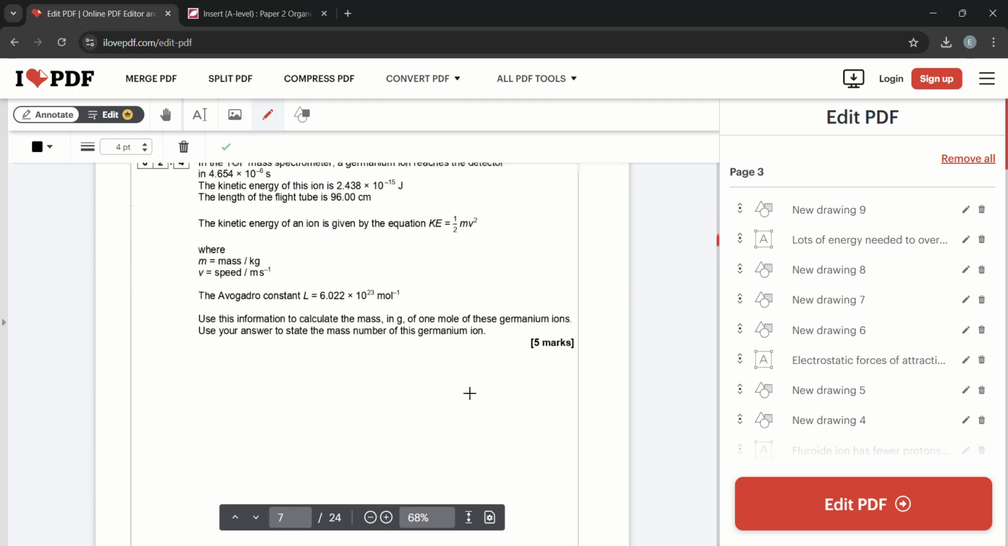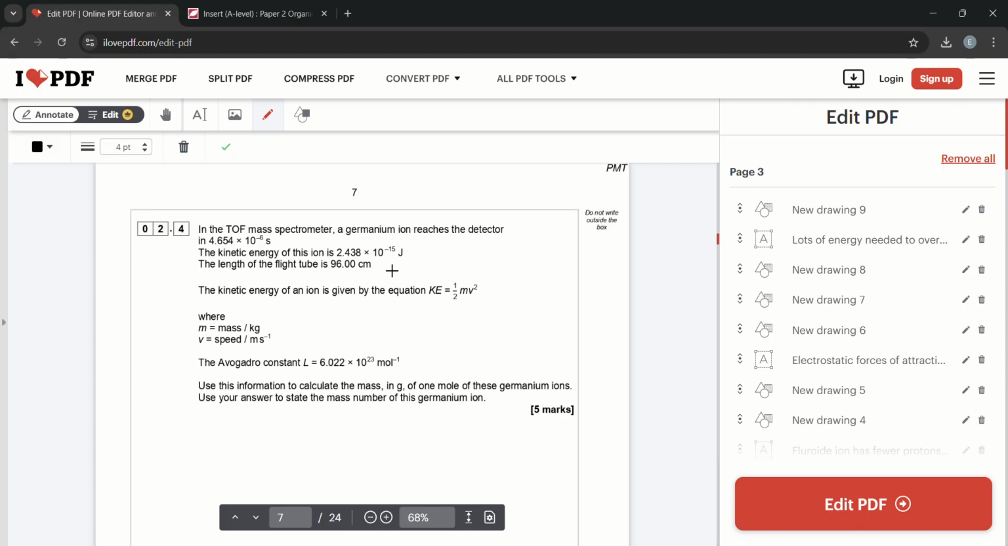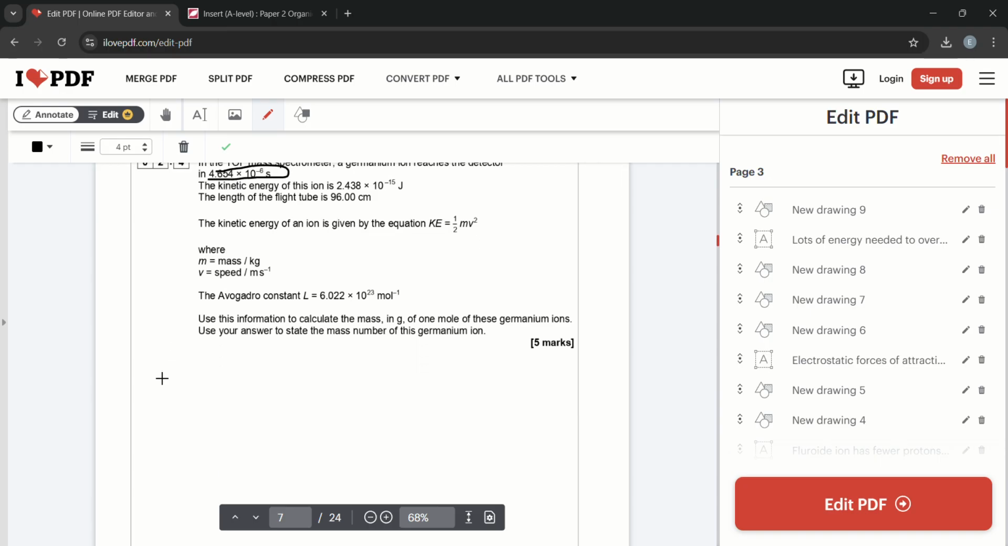And then 2.4. Loads of information which I'm not going to read. It says, using the information, calculate the mass in grams of 1 mole of germanium atoms. Okay. So we know the germanium ion reaches the detector in this much time. I'm just going to highlight the key details. So what I'll actually do is write down everything we know.